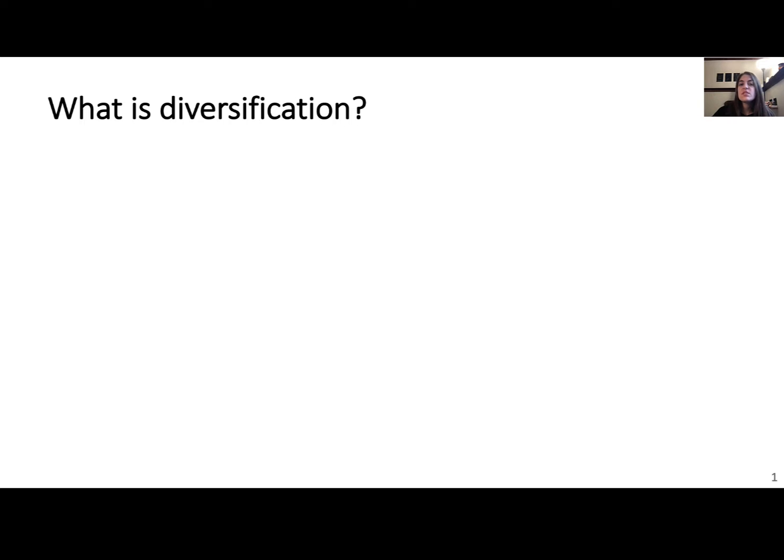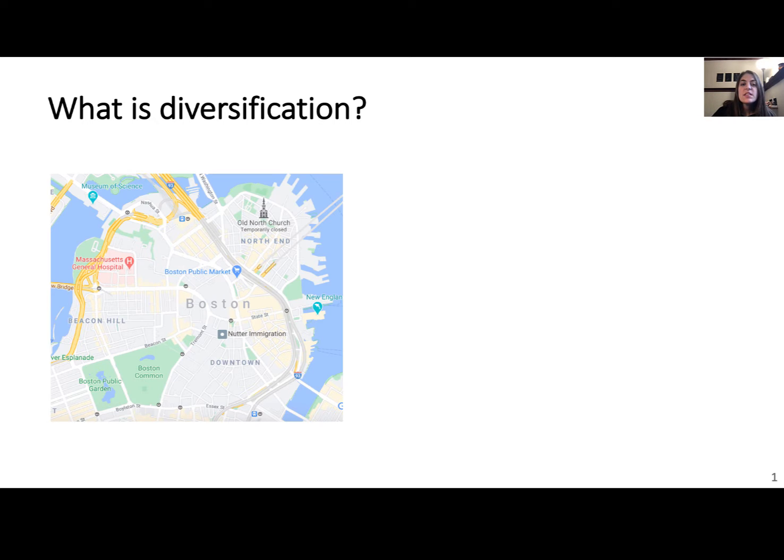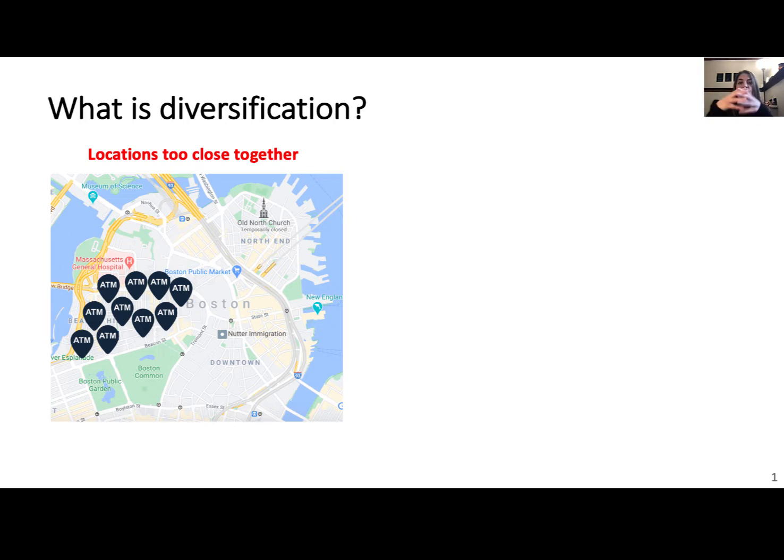But what is diversification? Let's see this with an example. Suppose Boston is published in a tourist map, and the goal is to inform prospective visitors about different ATM locations in Boston. So, how useful would this set of ATM locations be for a visitor? We see that locations are too close together, and probably this is not exactly what we would like to show to a visitor, right?